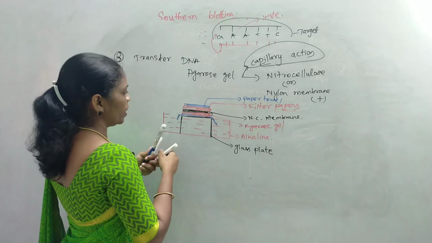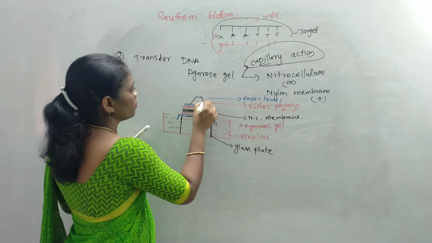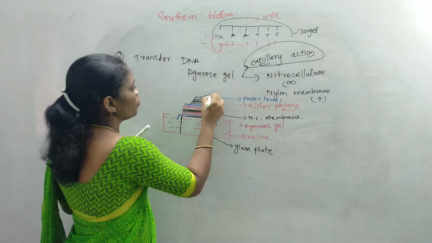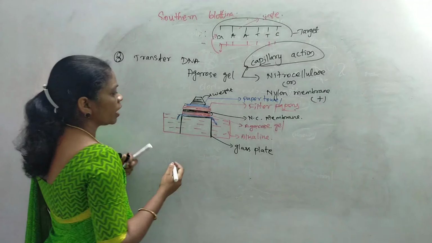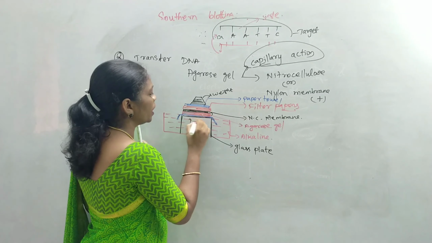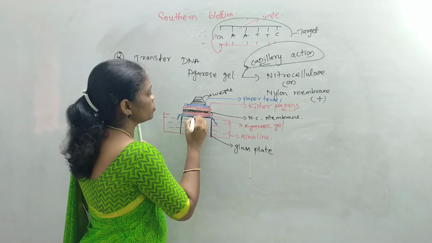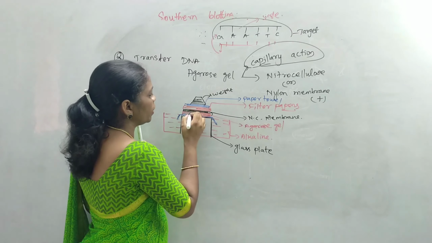On top of this, I am going to keep some weight. I'm going to leave the setup for some time. So after that, what happens? As I told you already, the movement of DNA from the agar gel into the nitrocellulose membrane is only based on capillary action. Due to the pressure, the alkaline solution will tend to move upward, and this movement of alkaline solution will transfer the DNA from the agar gel into the nitrocellulose membrane.